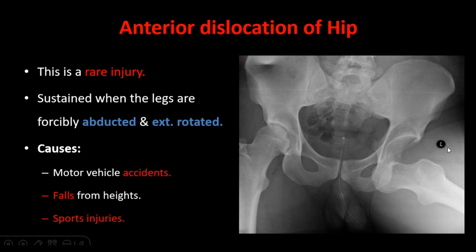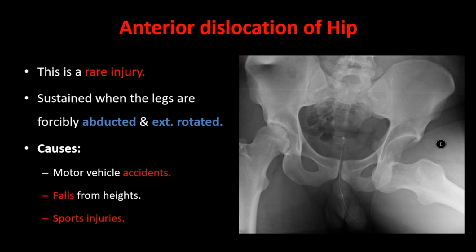As you can see here in the image, the head of the femur is out of the socket, which is the acetabulum. So it is out of the acetabulum and it lies anteriorly. This injury is usually sustained when the leg is forcibly abducted and externally rotated.